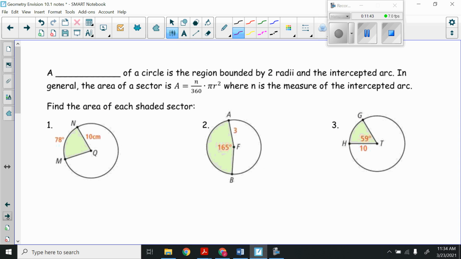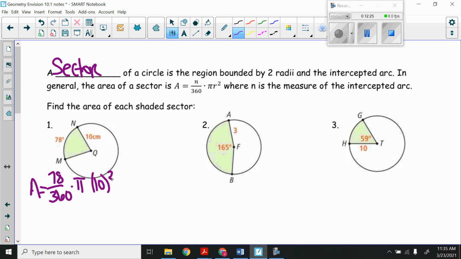All right, next page. A sector of a circle is the region bounded by 2 radii and the intercepted arc. In general, the area of a sector is A equals N, the arc measure, divided by 360 times pi r squared, where N is the measure of the intercepted arc. So for the area of each shaded sector, our formula: A equals 78, that is the intercepted arc, so 78 over 360 times pi times my radius, 10 squared. And again, we're going to leave this in terms of pi.